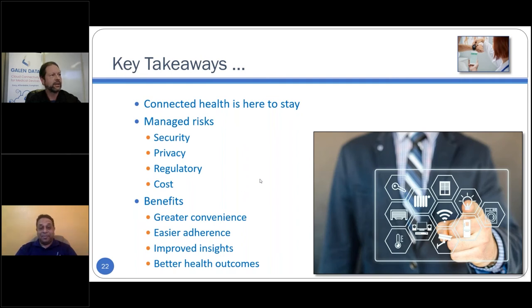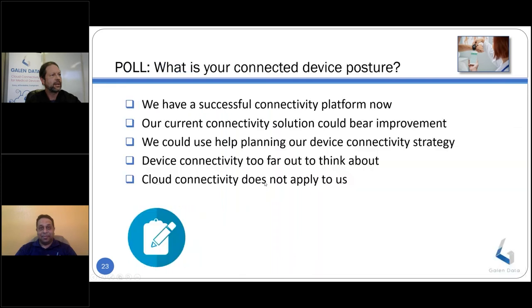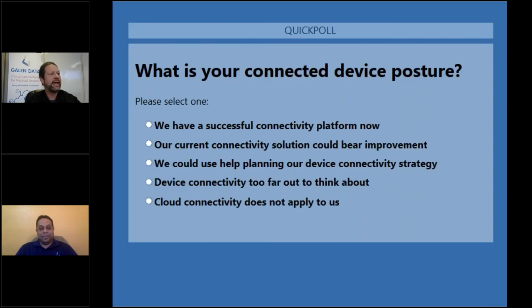Very good. Very good. Wow. There's a lot to it. We're going to go ahead and run our second poll. Now that we've covered a lot of ground, all related to medical device connectivity, the hardware, the software, the regulatory, the security, the buy versus build, where do you feel you are in your connected device posture or status?